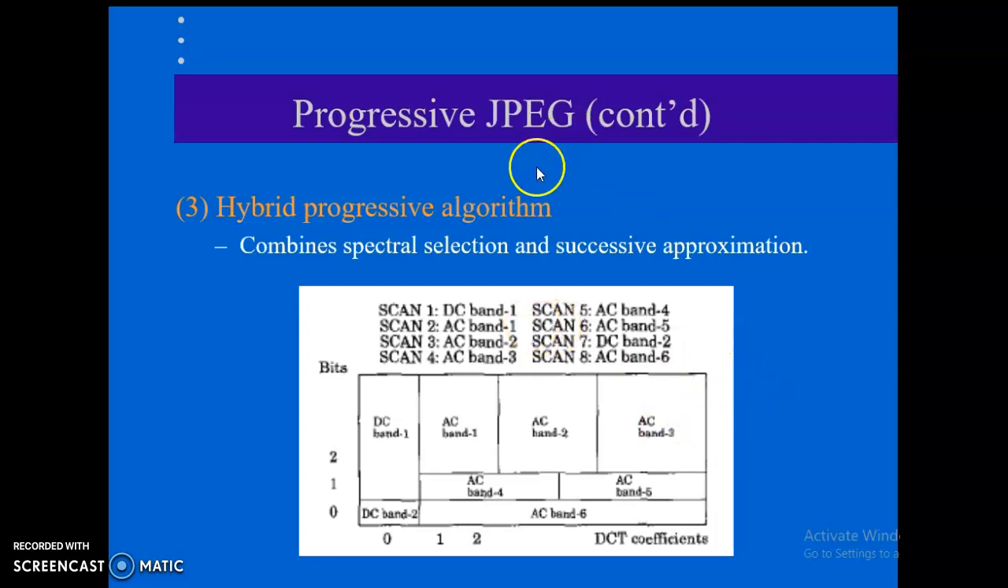Progressive JPEG continued: the hybrid progressive algorithm combines spectral selection and successive approximation. Scans 1 to 4: DC band 1, AC band 1, AC band 2, AC band 3. Scan 5: AC band 4. Scan 6: AC band 5. Scan 7: DC band 2. Scan 8: AC band 6, bits 0, 1, 2.